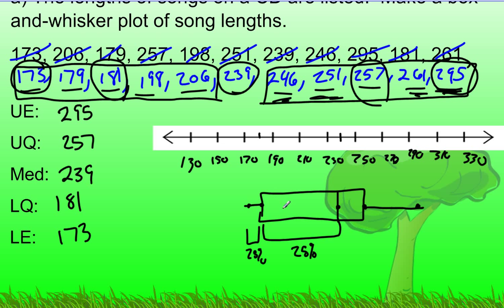But each contains, in this case, 2 pieces of data, 2 pieces, 2 pieces, 2 pieces. So this one is 173 to 179, or I guess up to 181. This is from 181 to 239. From 239 to 257, which I guess is actually like 3 pieces of data. And this from 257 to 295. So each piece has the same number of data points. Each has 3. But the more spaced out they are, the bigger that section will be. The closer together they are, the more cramped it will be.